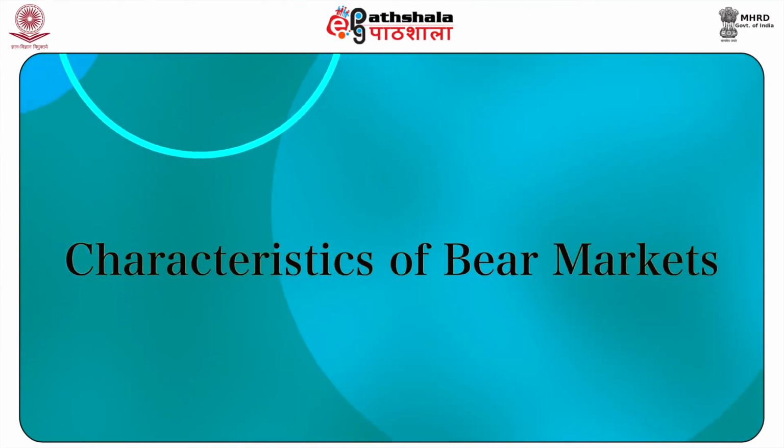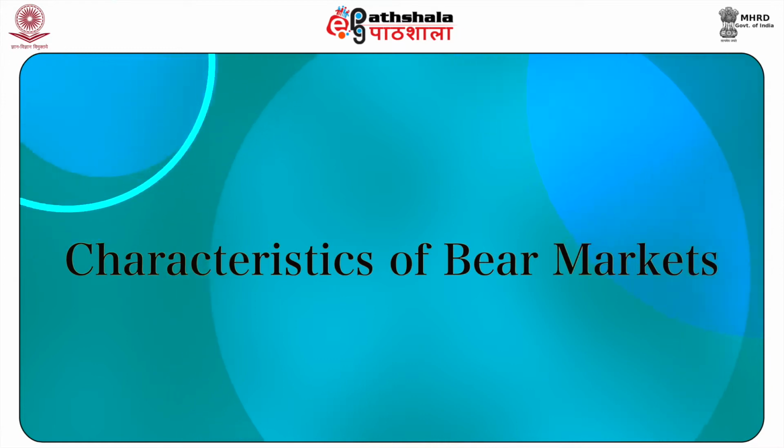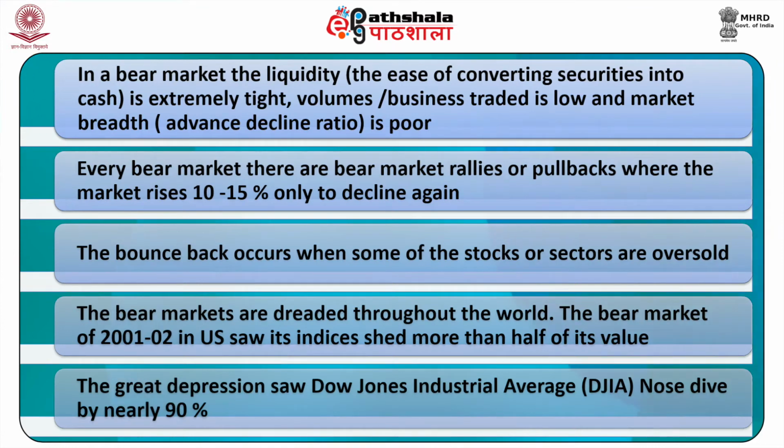So what are the characteristics of a bear market or bear markets? Why it occurs? First of all, that is the important thing. The news flows tend to be worse than expected, causing the investor to sharply punish the stocks or sectors. Now what happens in such markets? In a bear market, the liquidity, which means the ease of converting securities into cash, is extremely tight.